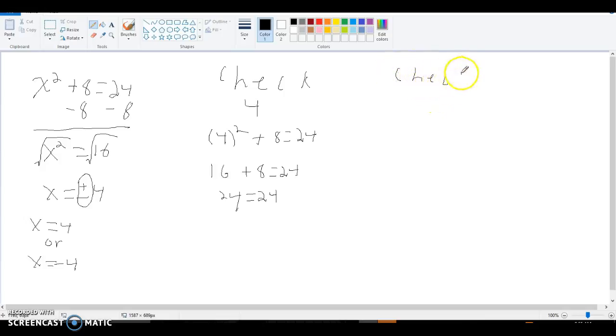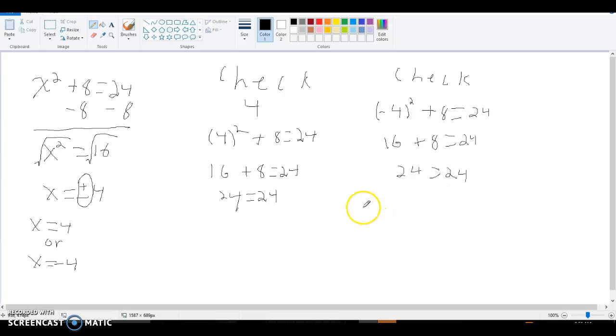So now we want to check negative 4. Make sure you put this in parentheses, because negative 4 squared will be a different answer than negative 4 squared without parentheses. I'll show you that in just a second. Negative 4 in parentheses squared is 16, plus 8 equals 24. And you see that 24 equals 24.